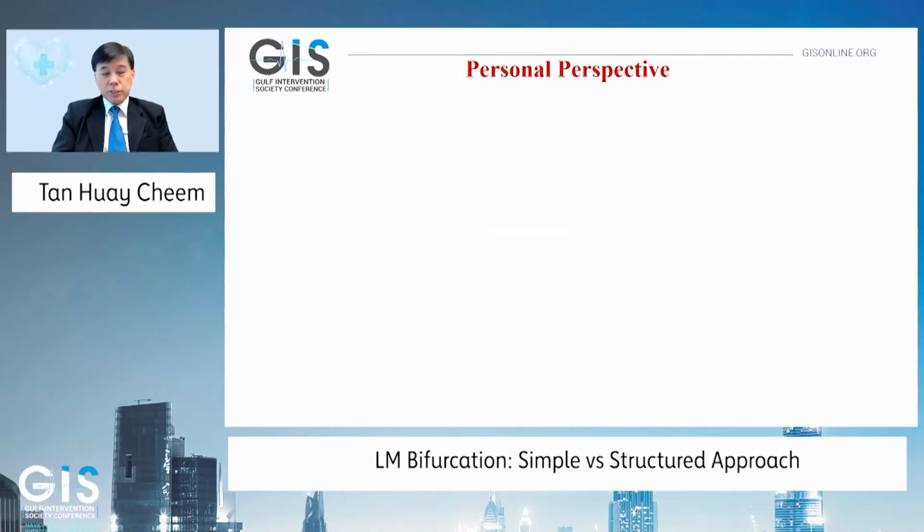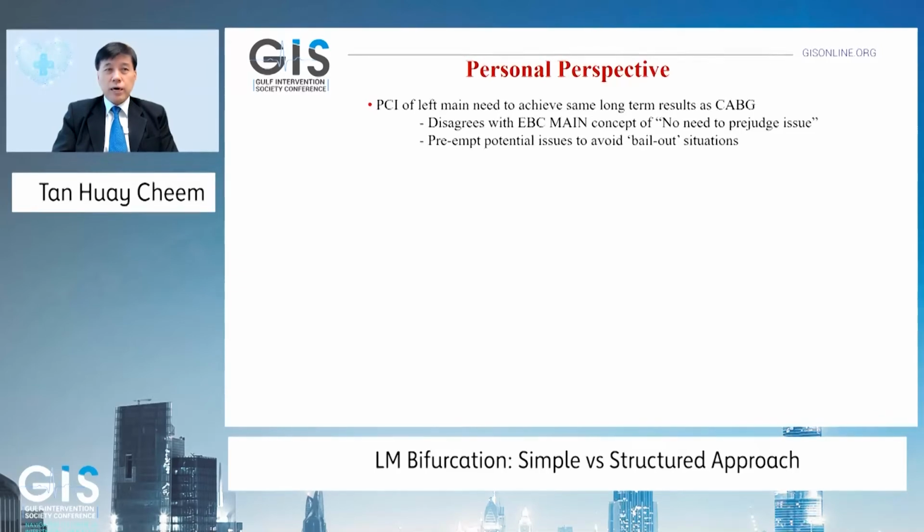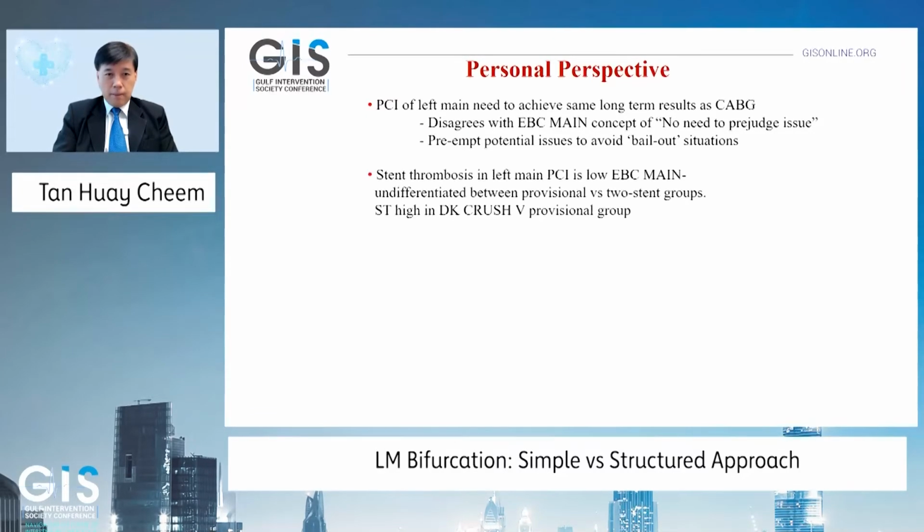So what is my personal perspective from the EBC MAIN and DK crush trials? First of all, now we know that PCI of left main needs to achieve a good result, something that will last as good as that of a CABG. I don't agree with the EBC MAIN concept of no need to prejudge an issue. I still think that we need to preempt any potential issues in our PCI to avoid bailout situations.